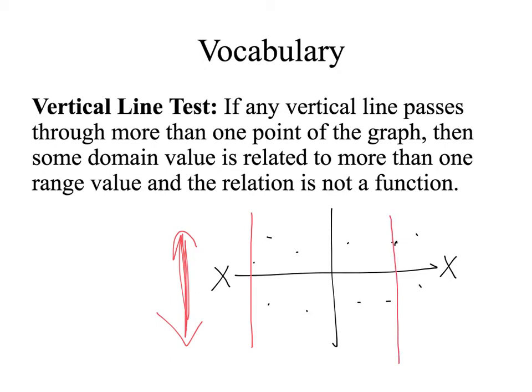If I have this ordered pair and I have this ordered pair and I draw that red vertical line, then it hit the same x value more than once. So if that happens, you say it failed the vertical line test and it makes it not a function. Okay, so any vertical line that passes through more than one point of a graph, it can pass through at least two, but 3, 4, it doesn't really matter at that point. As long as it passes through more than one, then the relation is no longer a function.